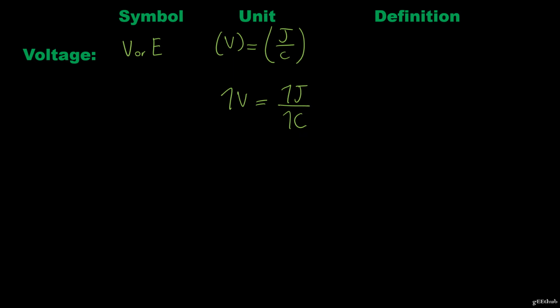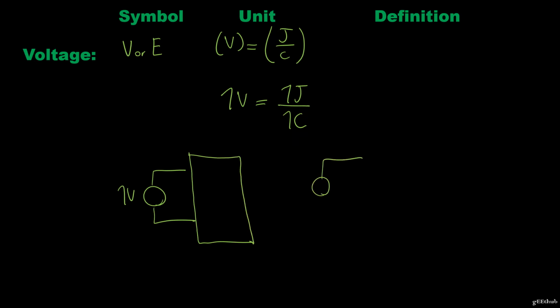So what does that mean? That means that if I connect a 1 volt power supply to two circuits, so I have circuit number 1 and just a box, a black box. We don't know what's inside the black box.